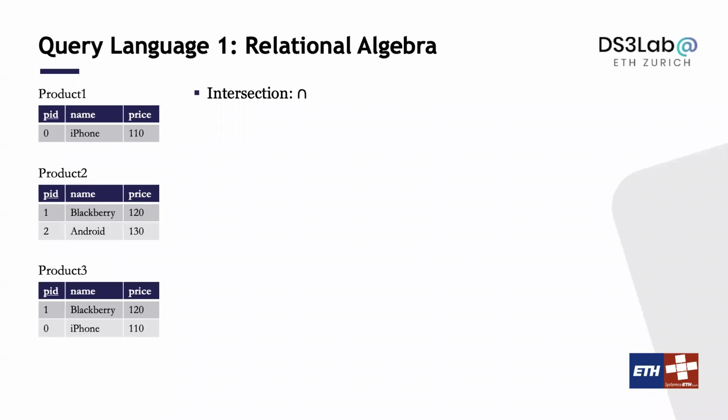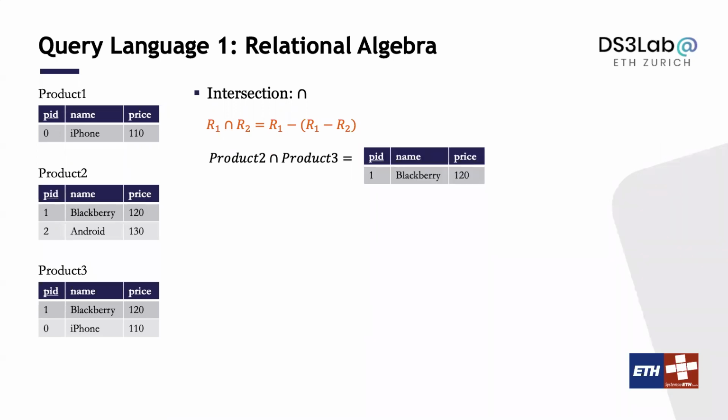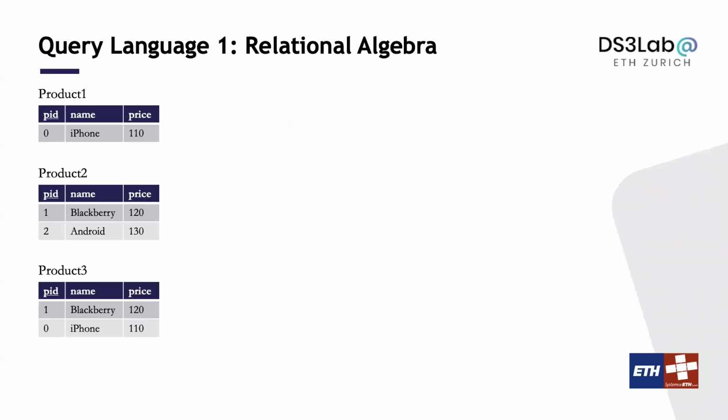You can do intersection between two relations in a very similar way. And you actually do not need to implement the intersection, because you can use the set difference to represent it. So for example, if I'm doing the intersection between product 2 and product 3, I end up with one tuple. And then I can do selection of tuples.